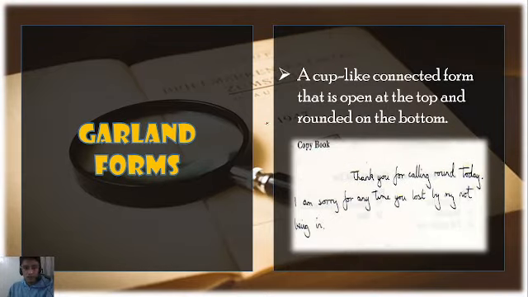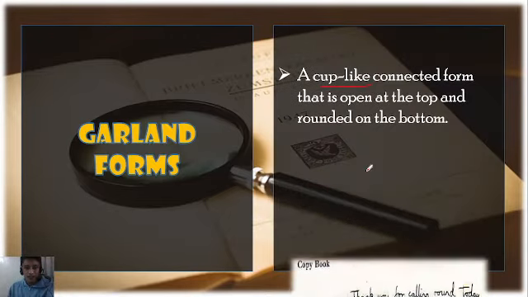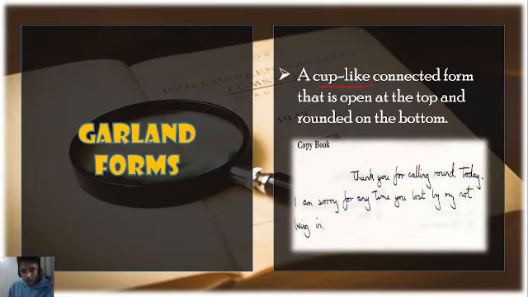So this is what we said a while ago, that it is cup-like, or the opening is facing upward. Connected form that is open at the top and rounded on the bottom, or the opposite of what we said earlier about arcade forms. Okay, so let's try to find out. So common ito, Garland forms.